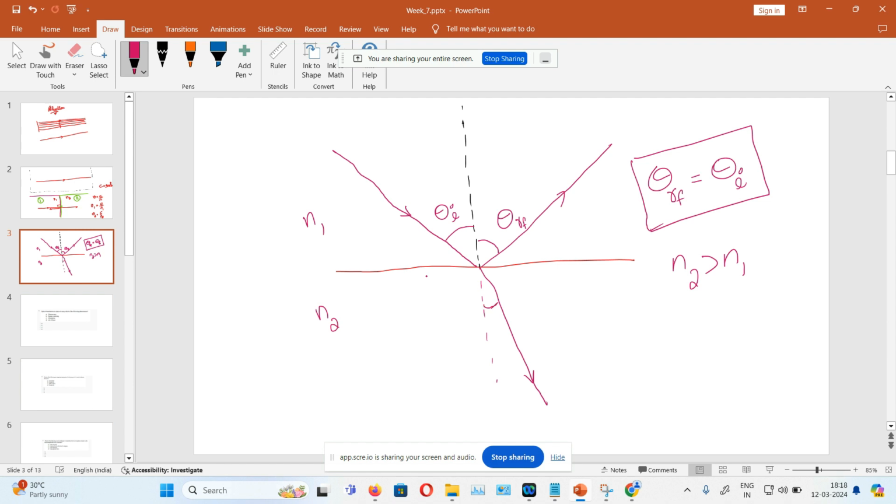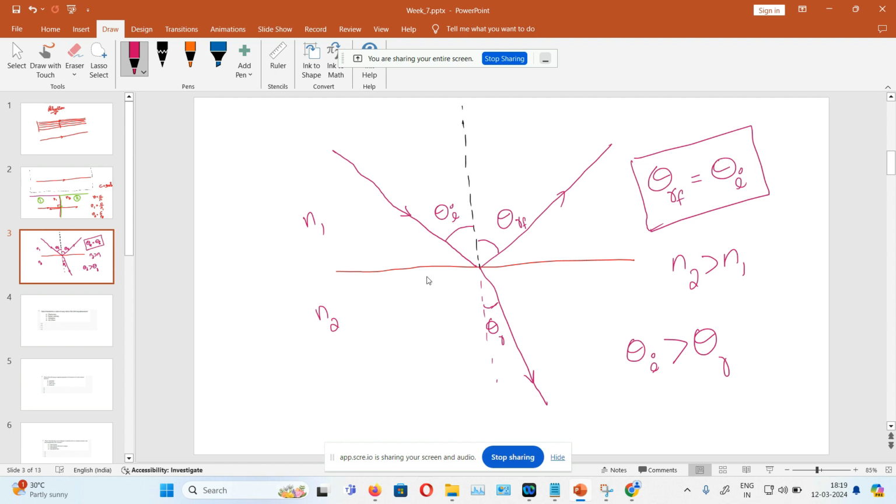The angle between the normal and the incident ray is called the angle of incidence. The angle between the normal and the refracted ray is called the angle of refraction. So in this case, theta i will be greater than theta r. So it is bending towards the normal.